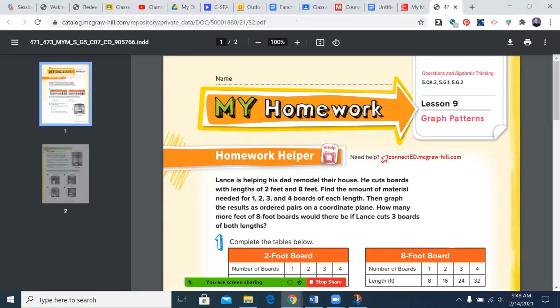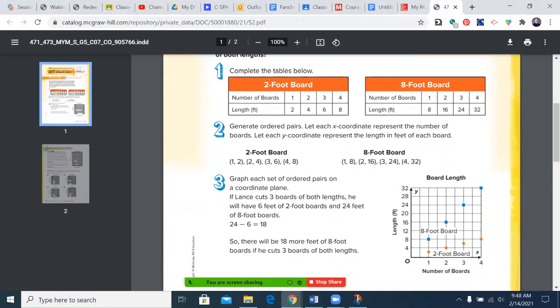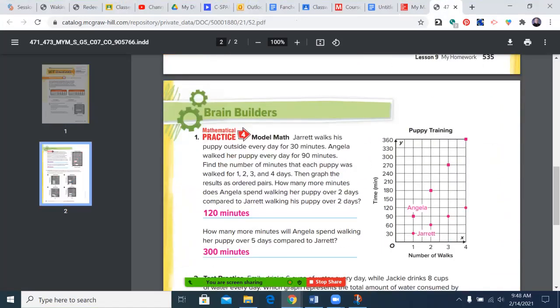We'll begin by looking at the previous assignment from Lesson 9, Graphing Patterns, where you create coordinates using an X and a Y based on the problem given to you. You create those coordinates, you graph them, and use the graph to answer questions.